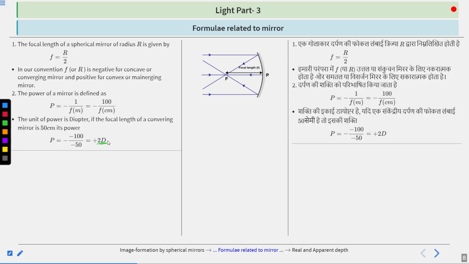Now here you will see why we are using two minus signs here. Why? Because it is a converging mirror, and we have just read it out here. If the mirror is converging or concave, f or R will always be negative. So here we can say this is f and this is R. That's why we could say they both will be negative. So when they are both negative, the power is plus 2 D. Got it?